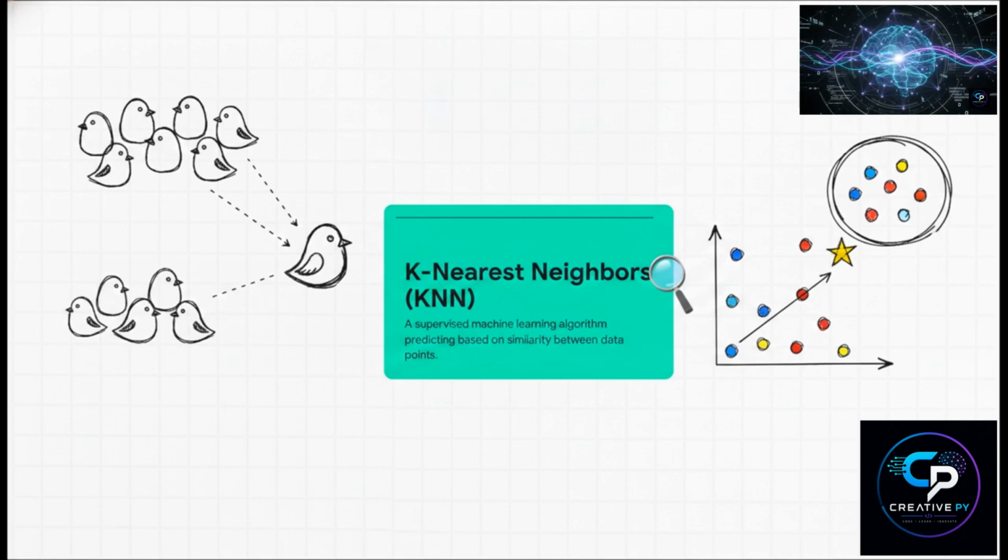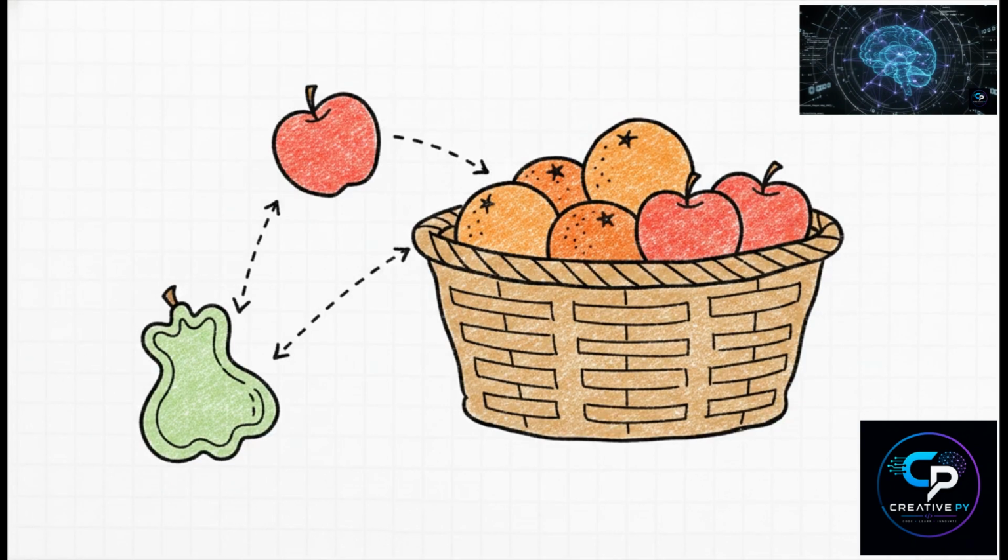While most machine learning models spend hours, quote-unquote, learning and building a complex formula behind the scenes, KNN doesn't do that at all. It operates entirely on that old logic that birds of a feather flock together. It learns simply by comparing new data directly to existing data. Let me give you a highly relatable example to make this super concrete.